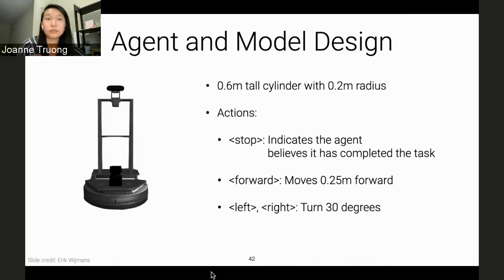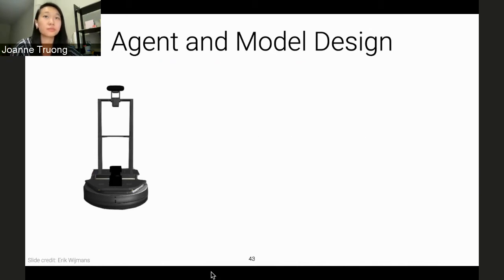And so the robot has access to a set of discrete actions. One action is the stop action. The agent would use this action to indicate that it believes it's completed the task. So once it gets within 0.2 meters of the goal radius, it has to indicate that using the stop action, that it believes it completed the task. The robot can also call the forward action to move 0.25 meters forward, and it can also turn left or right 30 degrees.